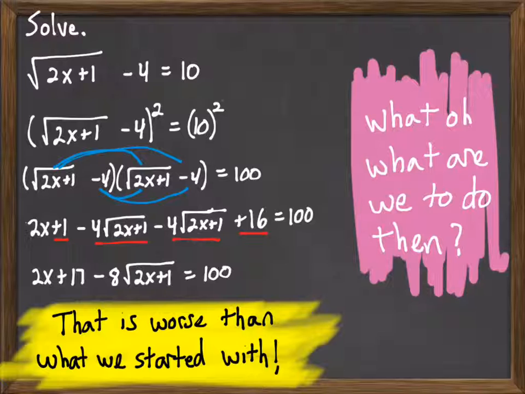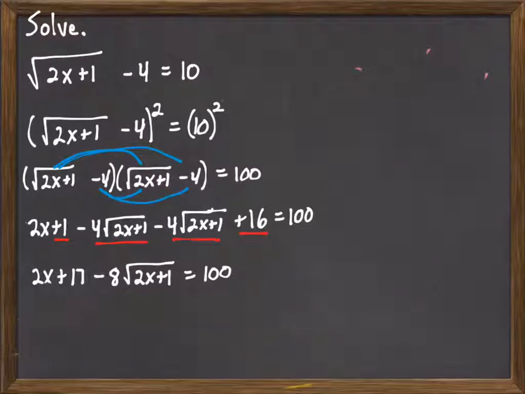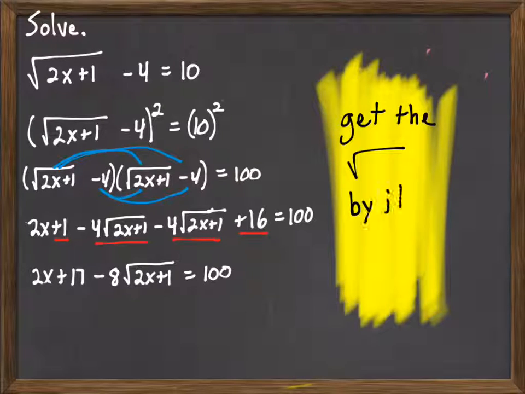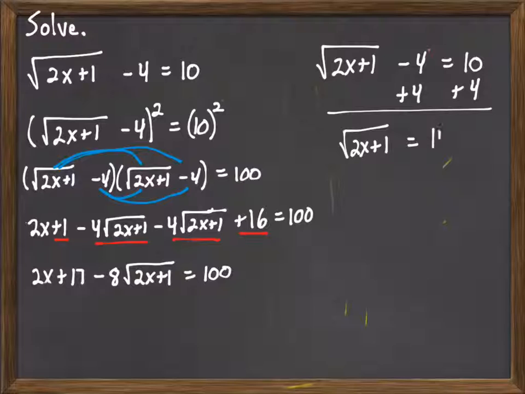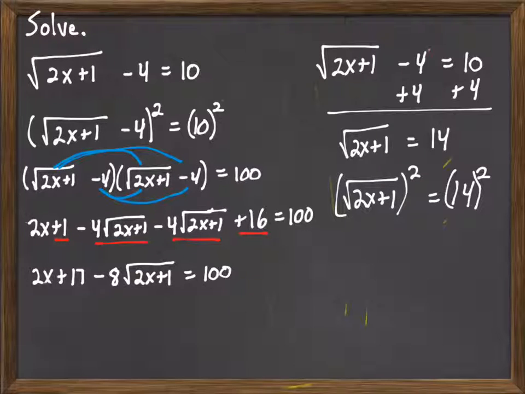It made it worse. Well, the problem that we had was that we tried to square it when it was an addition or subtraction problem, and exponents don't distribute over that. But if we get the square root by itself first, then there won't be any worry of that. And so that's precisely what we do. So we begin by adding 4 to both sides. Now we have the square root of 2x plus 1 is equal to 14. We can proceed to square both sides now.